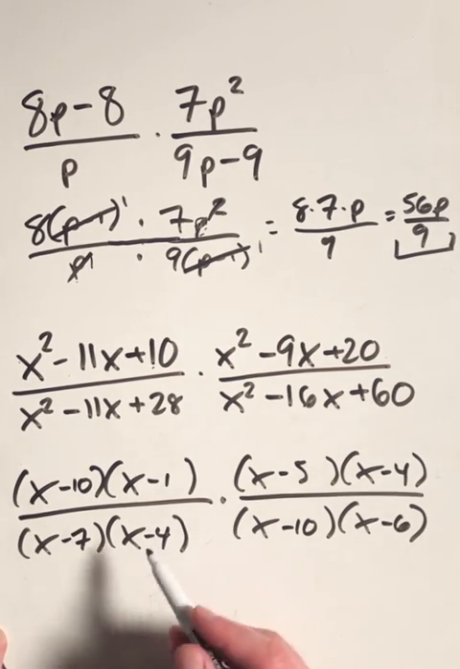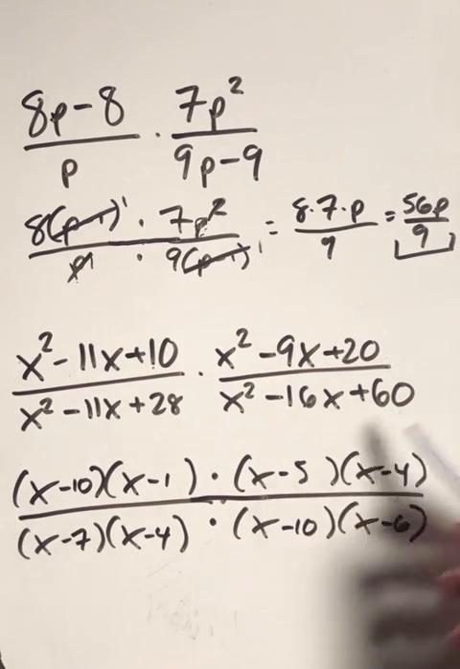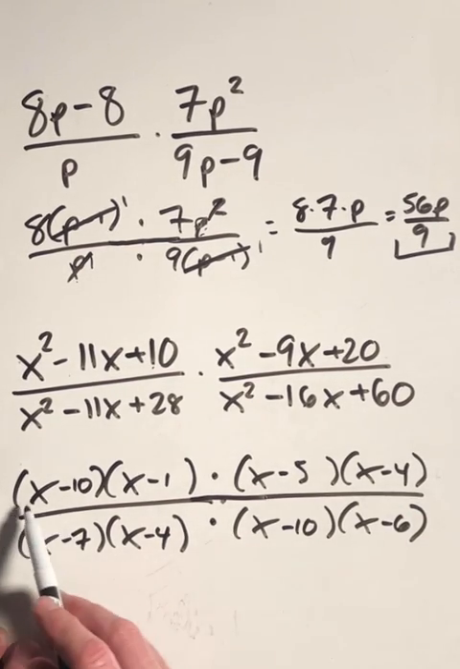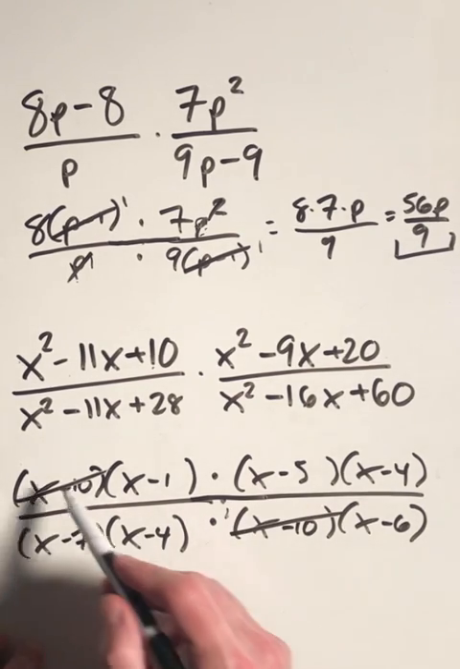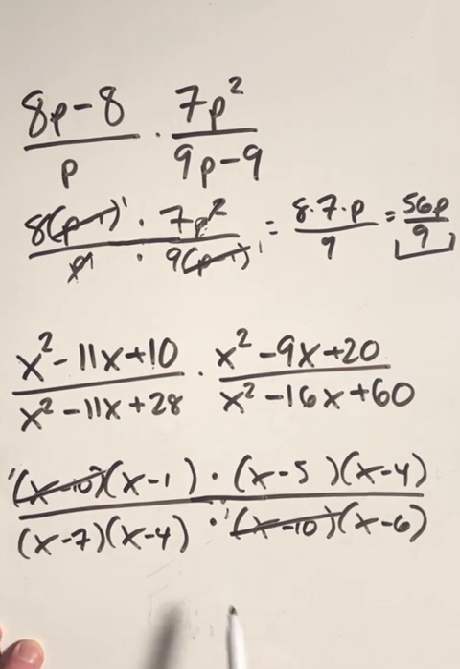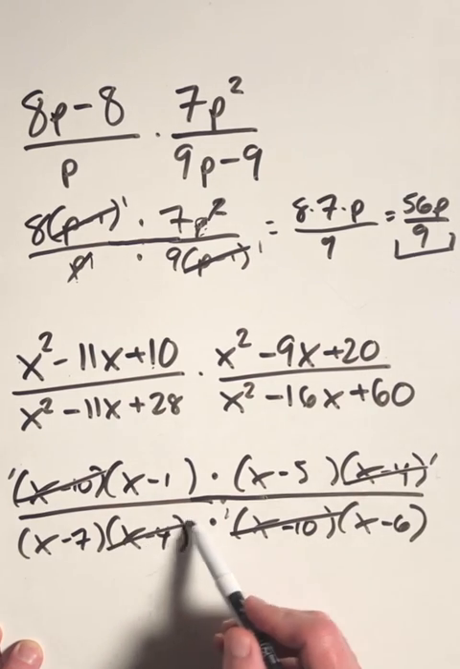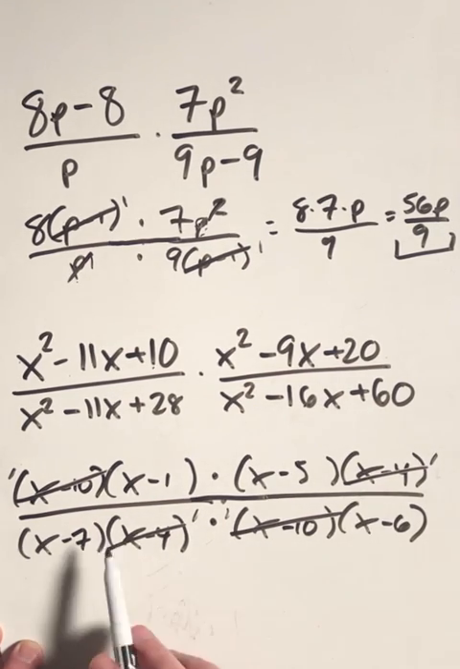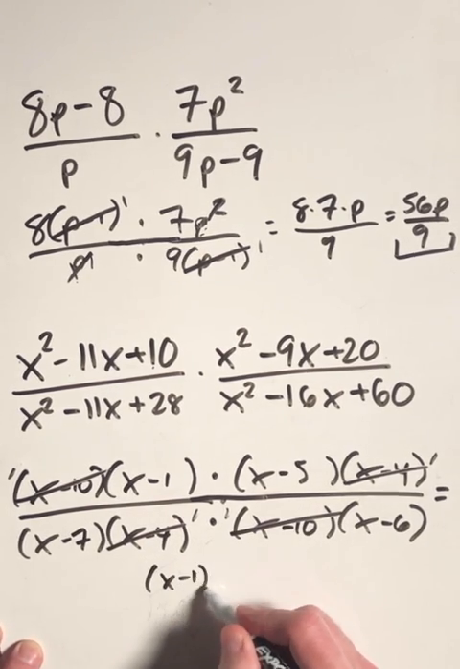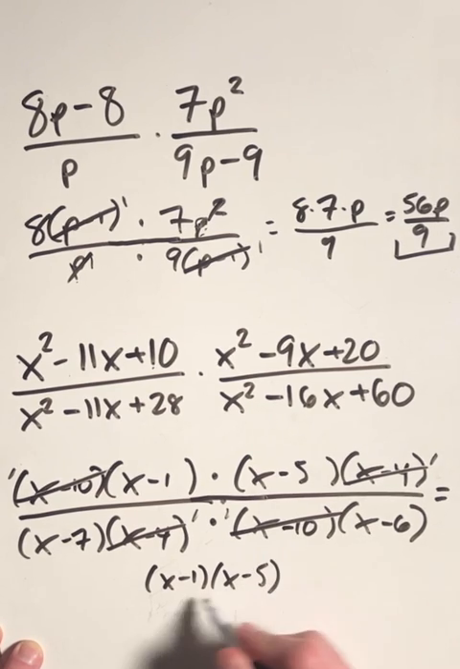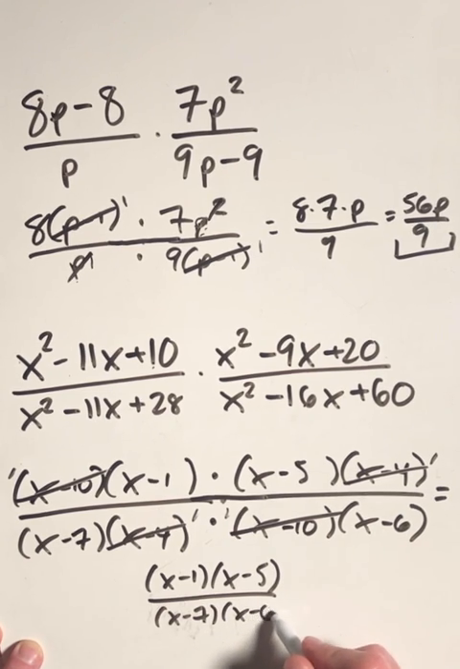Now, because I'm multiplying two fractions together, I can extend the fraction bar and really just be multiplying everything. And now that gives me the license to look for common factors. I have an x minus 10 up here and an x minus 10 down here, so they can cancel because each of them divided by the other is 1. I also have an x minus 4 and an x minus 4, so one in the numerator and one in the denominator. Now all I'm left with are terms that cannot cancel, so I just need to rewrite them. I have x minus 1 times x minus 5 over x minus 7 times x minus 6.